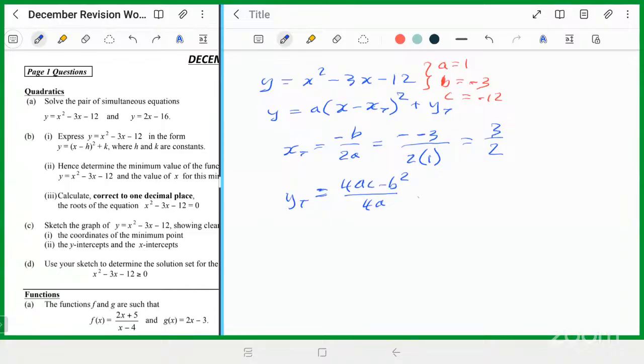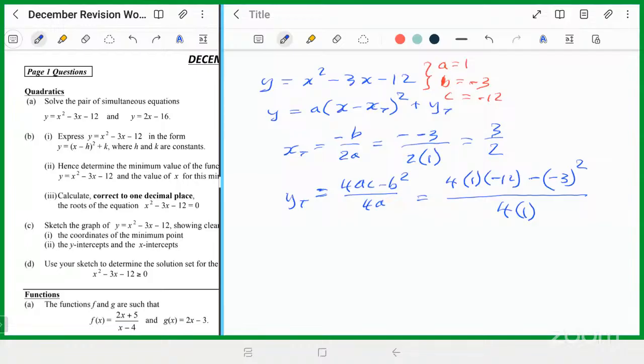So I'm going to plug the values in here now. So it's 4 times a. The a is 1. So it's 4 times 1 times c. The c is negative 12, minus b squared. And the b is negative 3. So we're subtracting negative 3 squared. And that's all divided by 4a. 4 times the a. Remember the a value up here is 1.